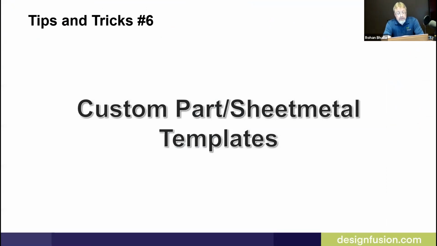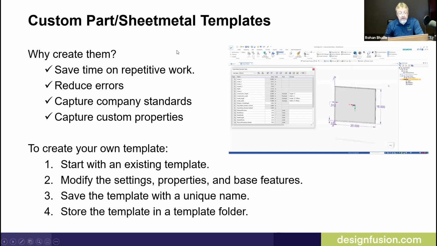Now the next 3 tips and tricks I've combined into one demo. So let's look at the tips first. First thing is a custom part or sheet metal template. Now, a lot of our customers make custom templates for draft, but I don't see a lot of them using this in the part or sheet metal. There's a huge advantage to this. You can save time on repetitive work. It reduces errors. It can capture company standards and capture custom properties.